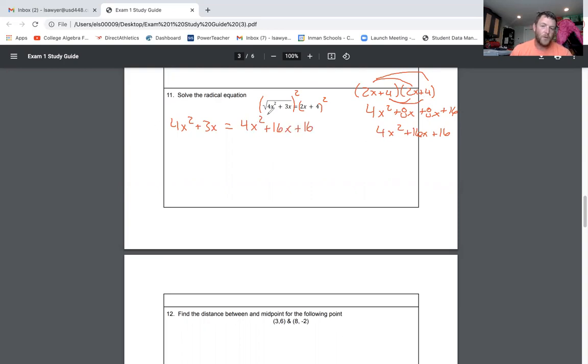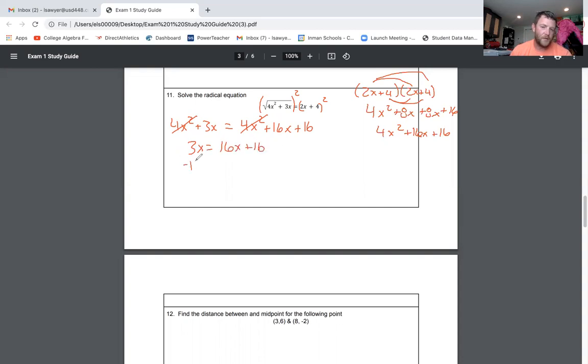Okay, notice the x squareds cross off right away. Because of the hour time limit, you can guess that usually they work out like that, where you're going to cross some things off, okay, where they're going to simplify this out for you a little bit more than they needed to. Okay, so 3x is equal to 16x plus 16.